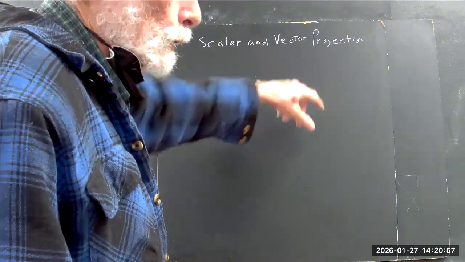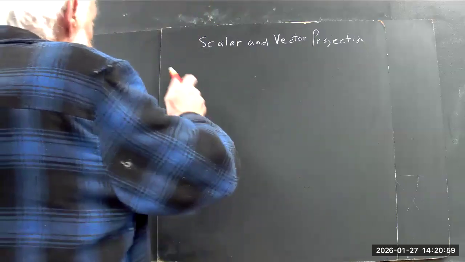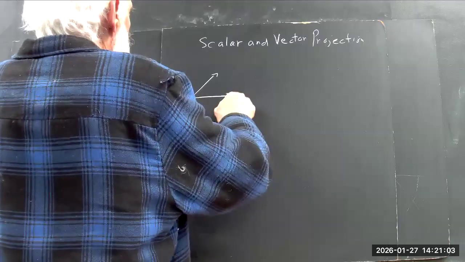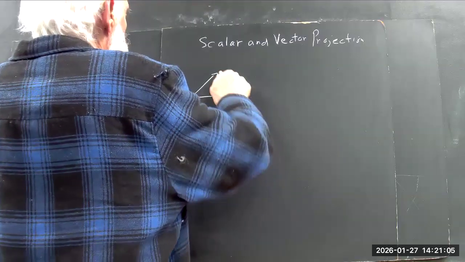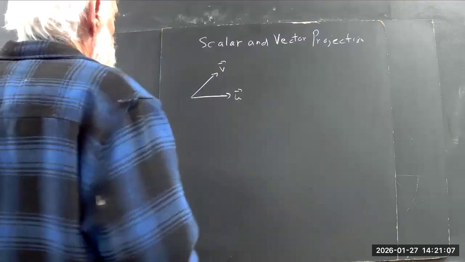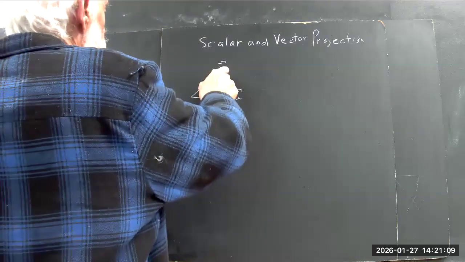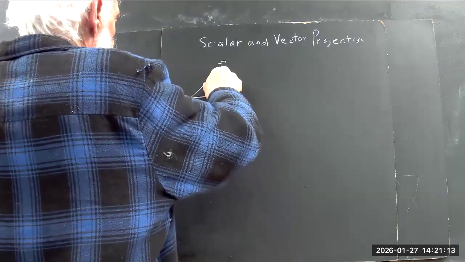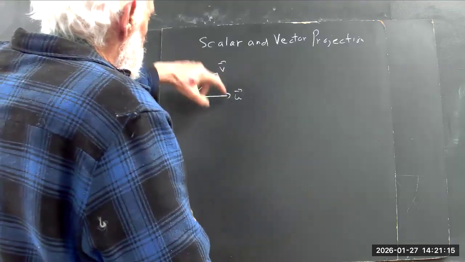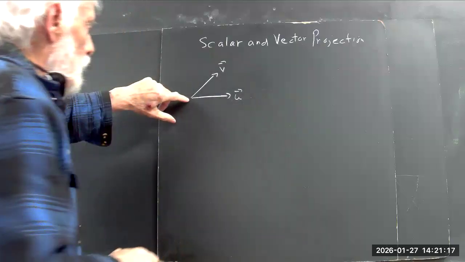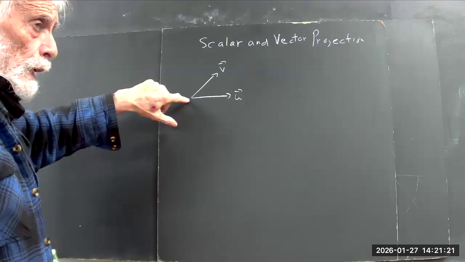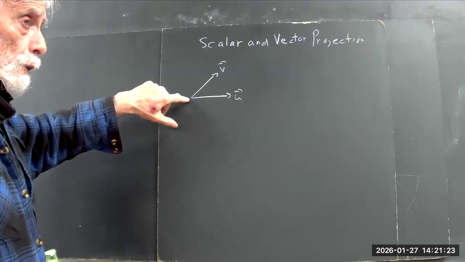Okay, first, I want to talk about scalar and vector projection. If I've got two vectors, let's call them u and v, I can project v onto u. I could also project u onto v. To project v onto u, first I sketch or think of the vectors as having a common initial point.